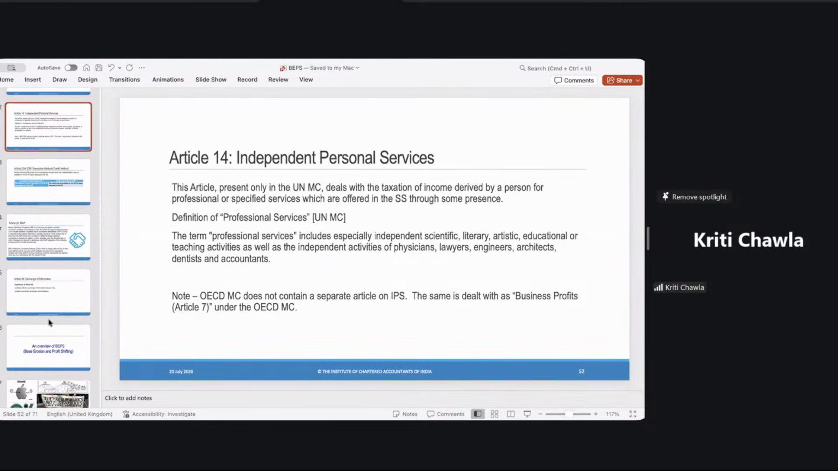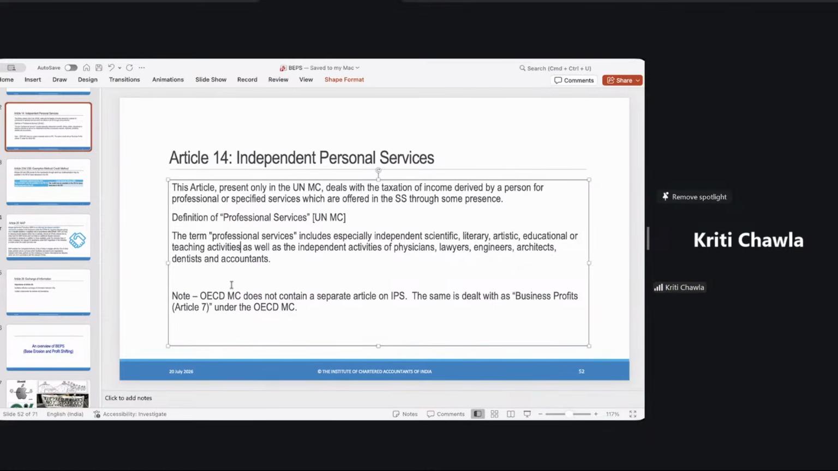Article 14 talks about independent personal services. Now, this particular article, which is present only in the UN Model Taxation Convention, deals with taxation of income derived by a person from professional or specified services offered in the source state through some presence. For this article, we have to define what a professional service is. Professional service includes independent scientific, literary, artistic, educational, or teaching activities, as well as independent activities of physicians, lawyers, engineers, architects, accountants, dentists, etc.